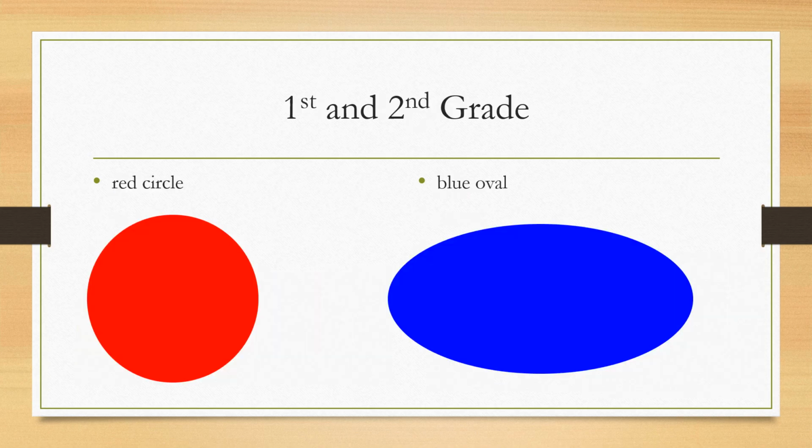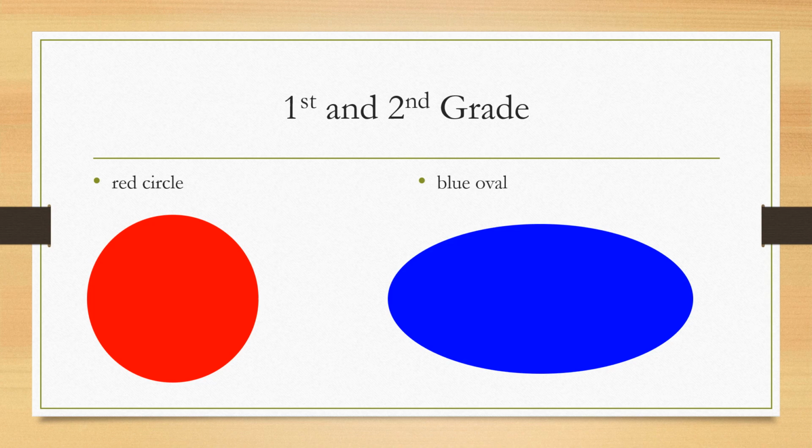First and second grade. We're talking about shapes and colors today. Last week we talked about toys and where we can find them if we lost them and those kind of directions. Now I want to start talking about things that'll help us describe maybe what toys would look like or what things look like in the world around us. Okay, so we have a red circle and a blue oval.